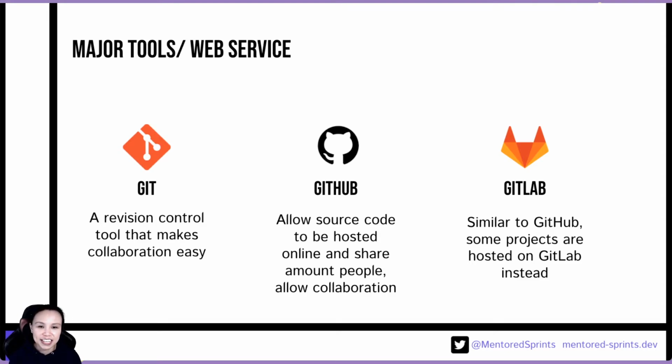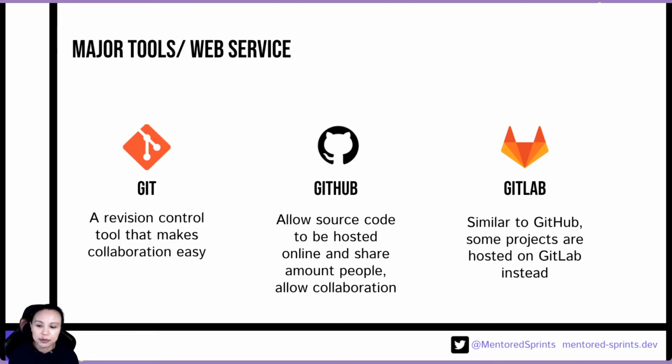GitHub, the name already tells you, is something related to Git. I would say that it's more like a cloud version of Git, where everything is stored online. Instead of storing your code on your computer, you can store your code online, so it's easy to share among different people, and different people could collaborate together using GitHub.